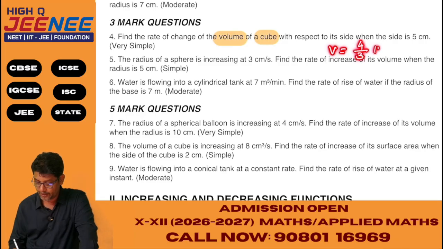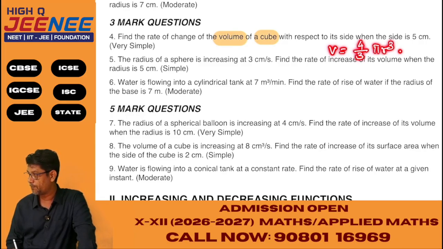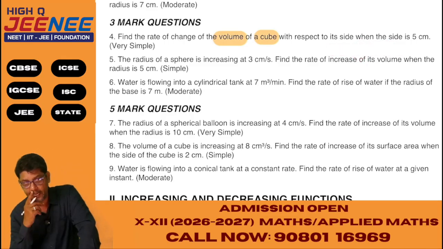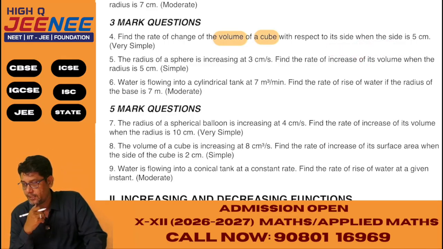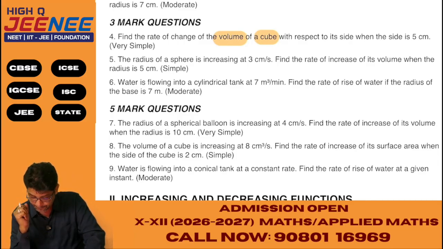4 by 3 pi r cube. Am I right? 4 by 3 pi r cube. Is it clear? First write down: let r be the radius of the sphere. Please write it down, my dear.